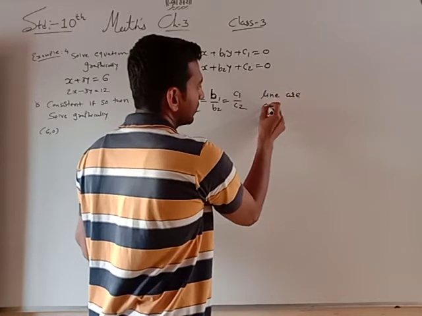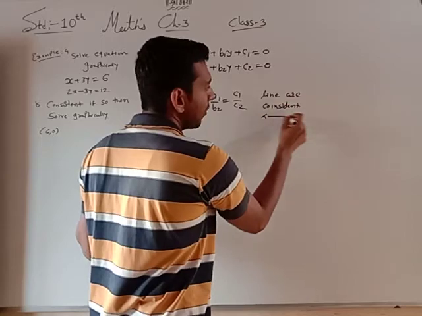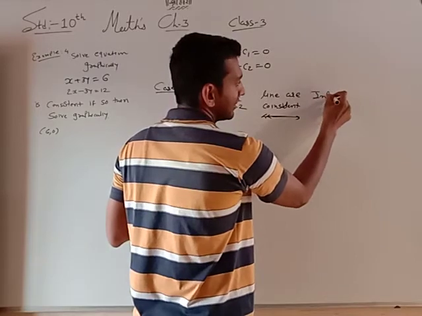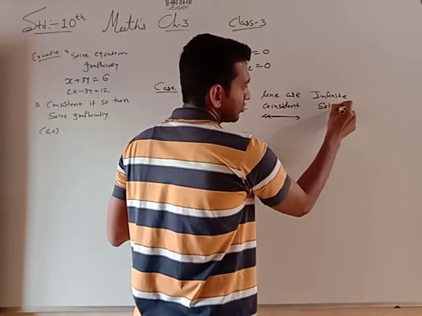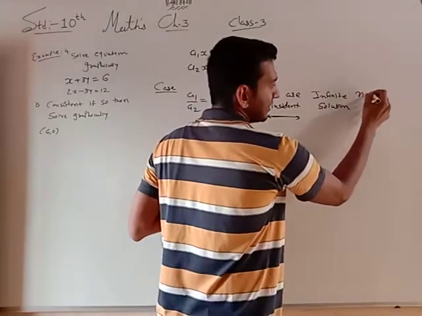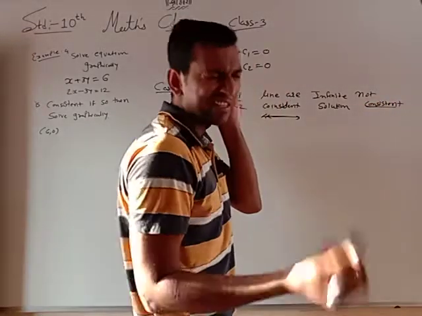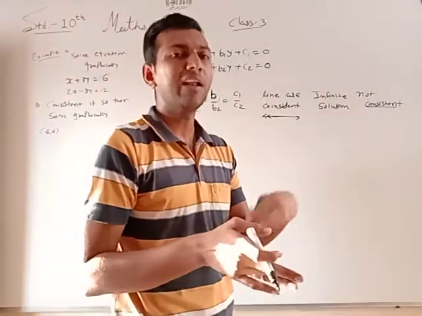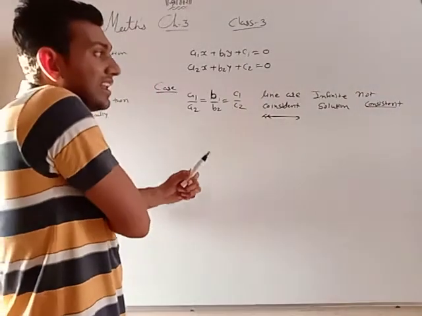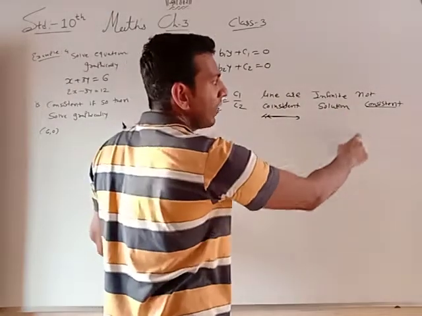lines are coincident. Coincident means overlapping. If the lines are overlapping, it means infinite solutions. And in this case it is not consistent. Consistent and not consistent means solution is possible and solution is not possible. If one solution, then the equations are consistent, and if there are infinite solutions or no solution, they are not consistent.